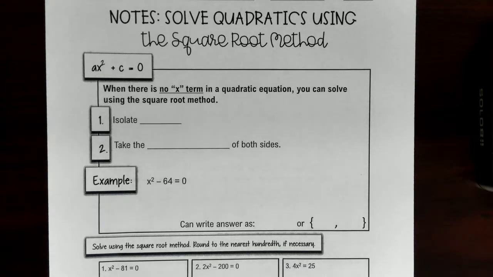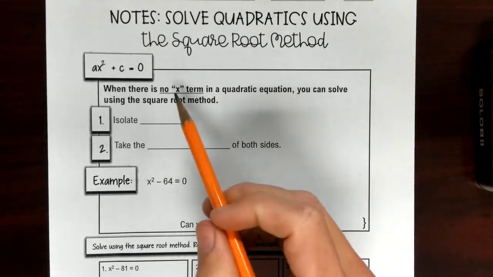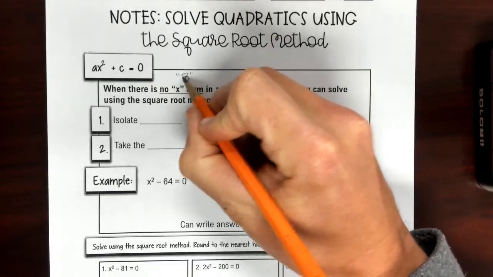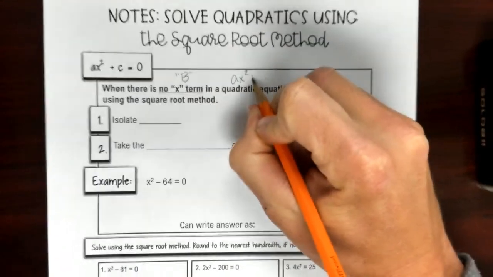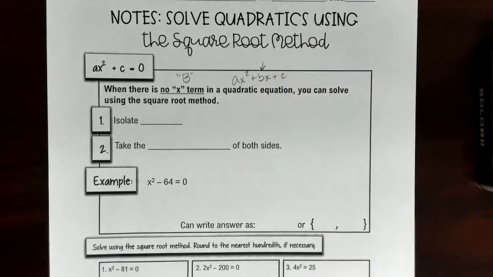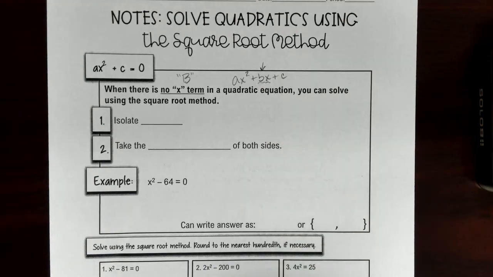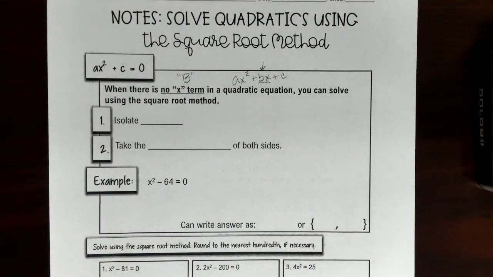Alright everybody, today we're going to take a look at solving quadratics using the square root method. I can use this square root method when there is no x term, or we could say there is no b term. What is the b term? Let's think back to our standard form, ax squared plus bx plus c. So there is no x term, there is nothing in the middle of that quadratic. So we have ax squared plus a constant at the end. There is no b term.